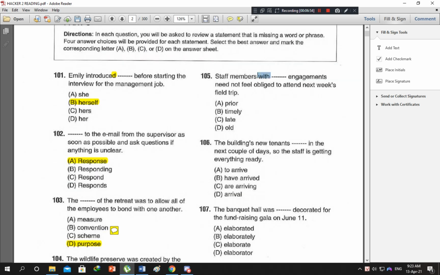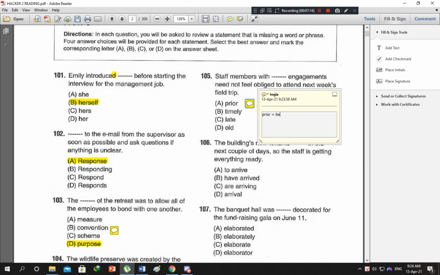105 is with, which is a preposition. After a preposition we have a long noun. This is engagement. The word engagement is actually a noun. Before the noun we're going to need an adjective. So for the adjective here, we're going to need to translate. Prior means before.